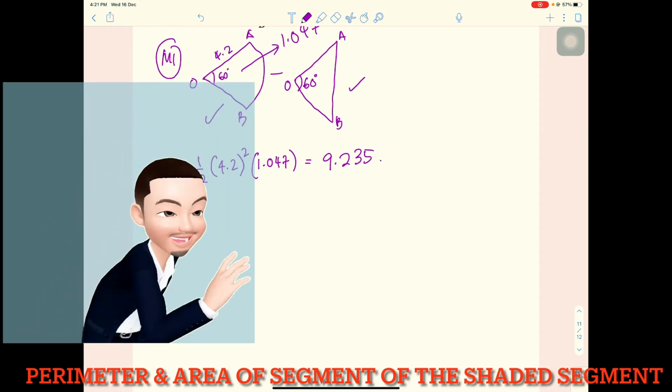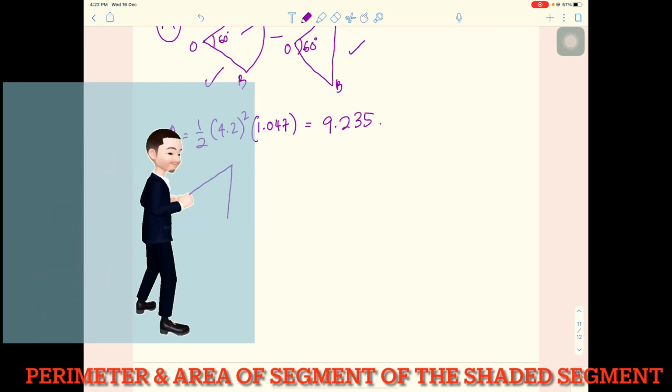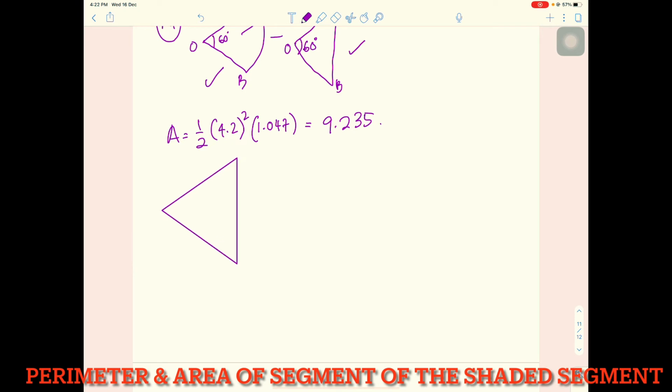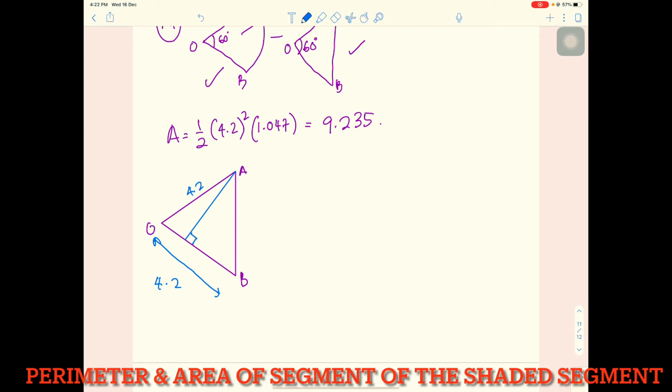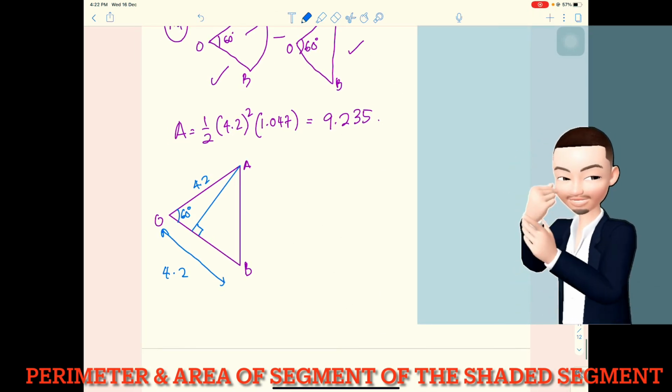Now we want to find the area of the triangle. Let's say this is the triangle OAB, and 4.2 centimeters is the radius. Then we draw the height from A, a line that is the height of the triangle OAB, which is 90 degrees. So this is 60 degrees, and AB is 4.2. So how do we find the area of the segment?